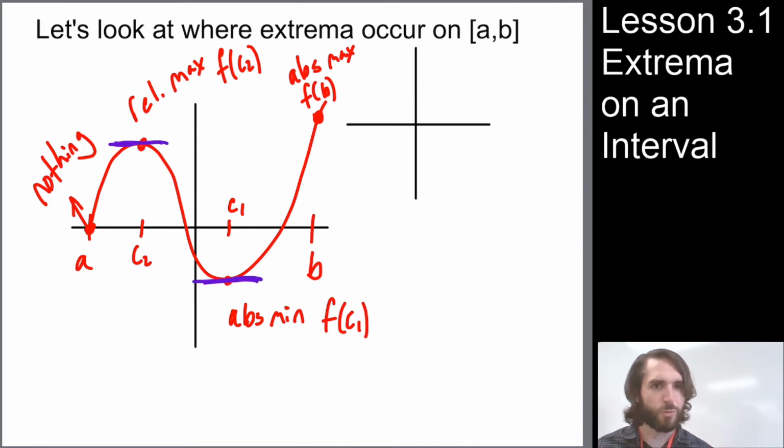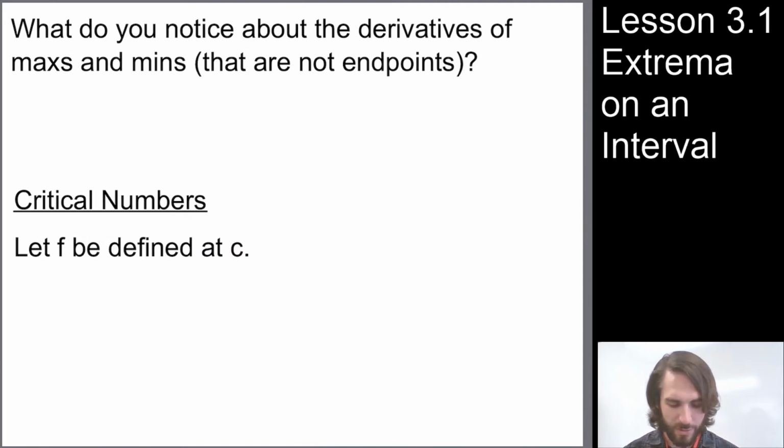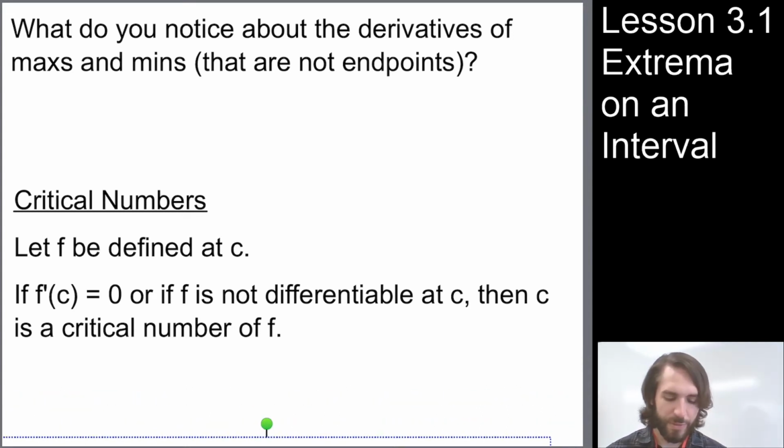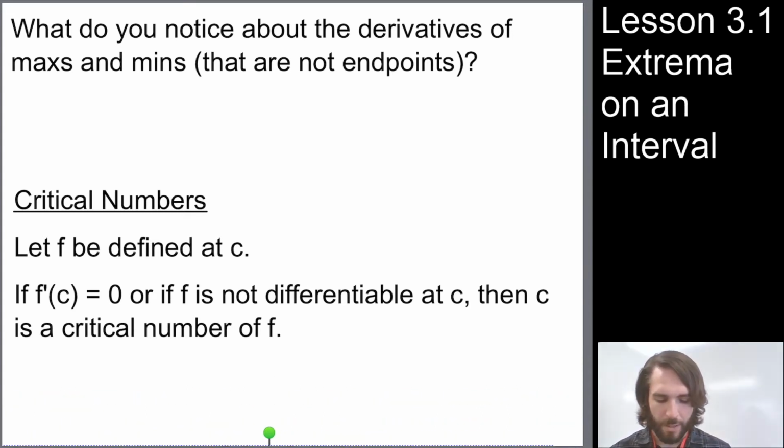This is only true for extrema that don't happen at endpoints. At endpoints, obviously the derivative doesn't really exist. But for non-endpoint extrema, the slope is always going to be 0. We call these places critical numbers. That's actually why I was using the letter C before. So critical numbers happen when f prime of C is 0, or if it's not differentiable at C. If this happens, then C is a critical number of f. So extrema occur at critical numbers and endpoints. So if the derivative is 0, or if a function is not differentiable there.